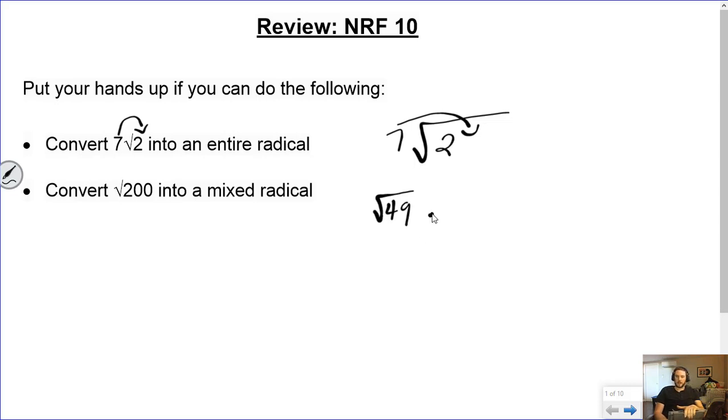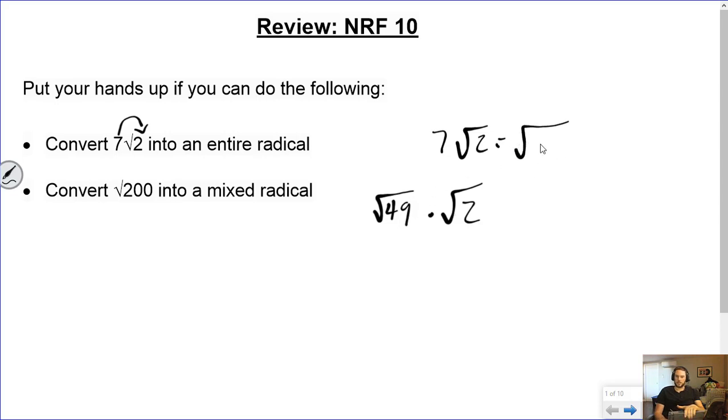So the square root of 49 and the square root of 2, now that 49 can come underneath my radical, and this thing, 7 root 2, written as an entire radical, is the square root of 49 times 2, which is 98.